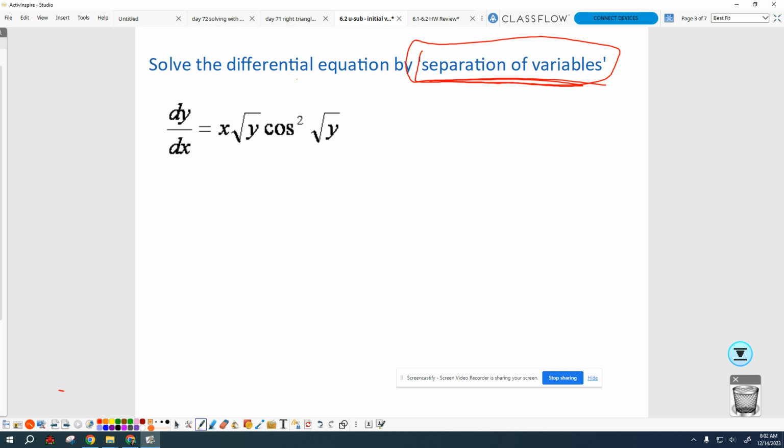Step 1 says solve by separation of variables. So maybe I need to make x's be with x's and y's be with y's. Does it make sense to put dy on the bottom, or does the dy need to stay up top and I want the dx up top? So my first step, I'm going to divide by the chunk that has y on it. So that's step 1, you got a point.